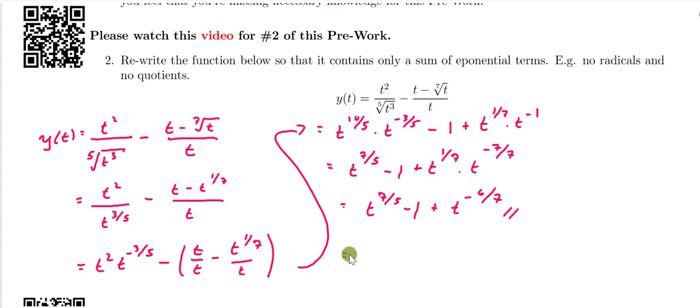It's sort of customary to put the constant term over to the left-hand side, so you don't have to do this, but I'll go ahead and rewrite it. This is t to the 7/5 plus t to the minus 6/7 minus 1.